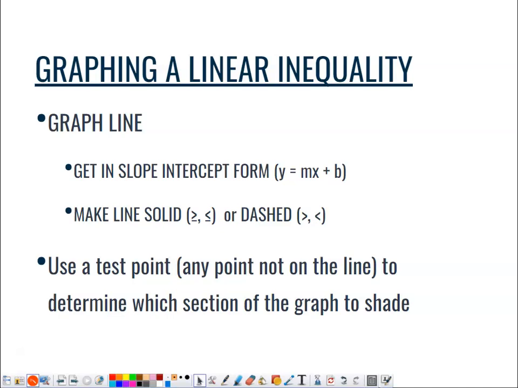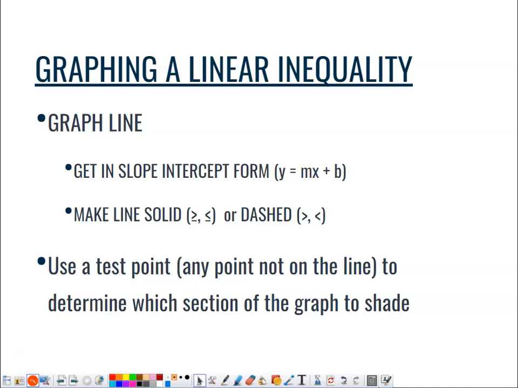If we see less than or equal to or greater than or equal to, it is going to be a solid line, meaning that any point on that line is a solution. Or it can be a dashed line, so that is less than or greater than, meaning that any ordered pair on that line is not a solution.